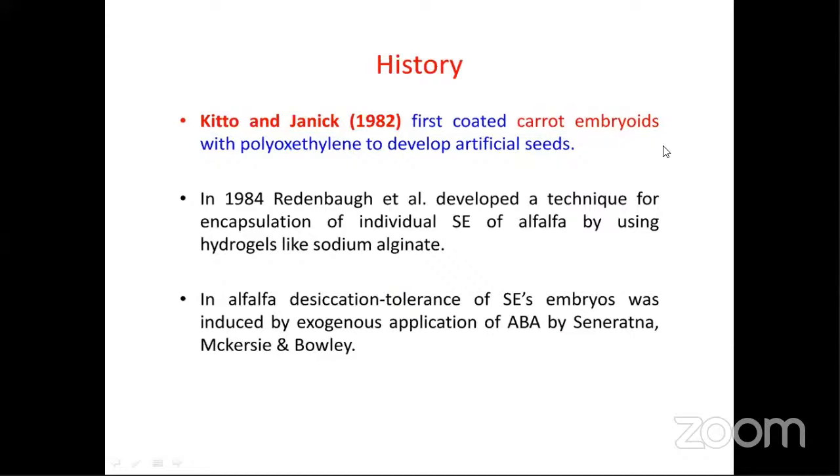We will briefly discuss the history. In 1982, Kitto and Janik first coated carrot embryos with polyoxyethylene to develop artificial seeds. Later, Redenbaugh and his co-associates in 1984 developed a technique for encapsulation of individual somatic embryos in alfalfa by using hydrogels like sodium alginate, and Senaratna, McCarthy, and Bowley in alfalfa showed that desiccation tolerance of somatic embryos was induced by exogenous application of abscisic acid. Next, please.